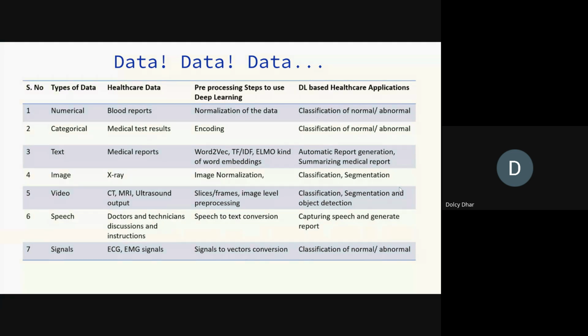Again, the other two modalities would be speech and signals. Speech would be speech-to-text conversion, where you are capturing the medical history of a patient when he walks into the doctor's office. If he's sharing something, we can capture it through speech to text.